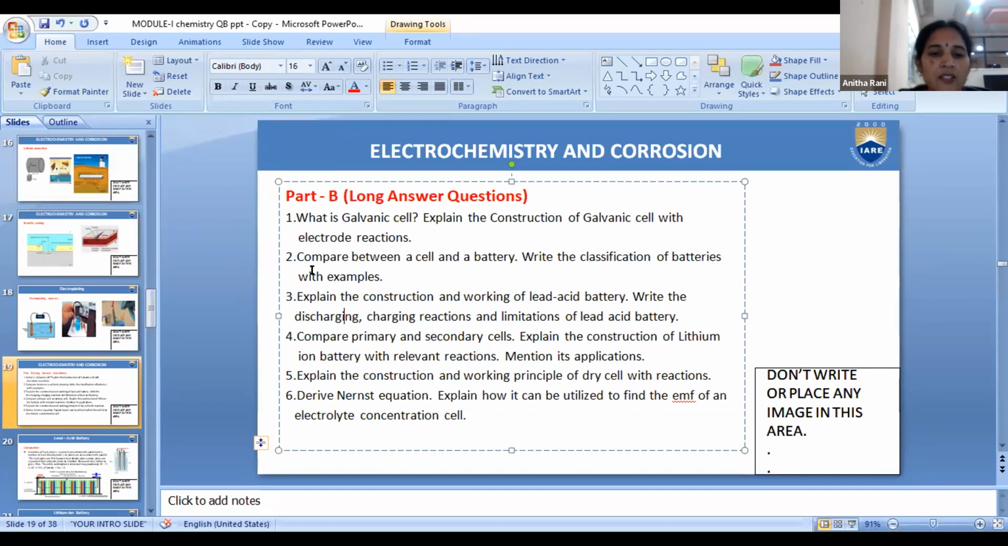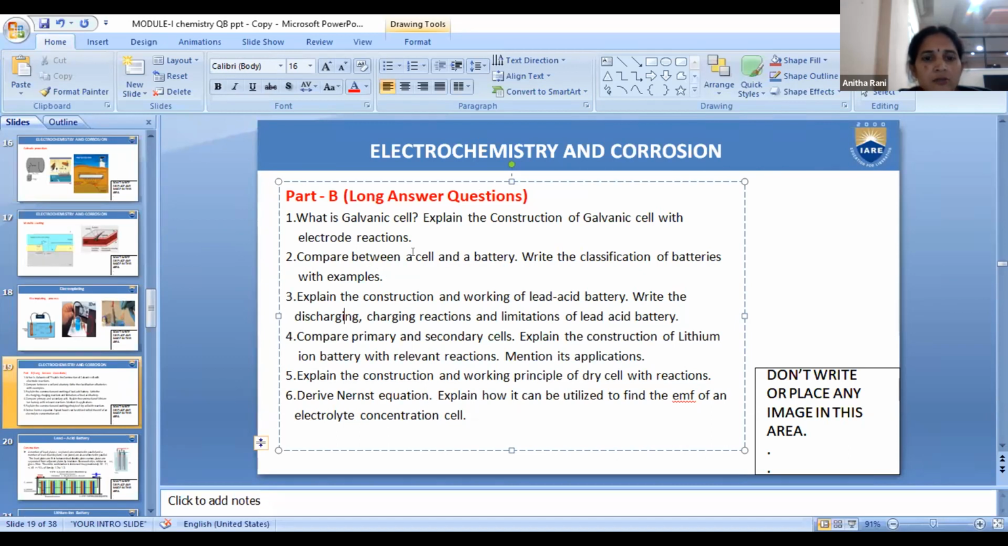Okay? Next, compare between cell and battery. Students, what is cell, what is battery? Tell me. Combination of cells is battery. Okay, what is cell? Tell me.